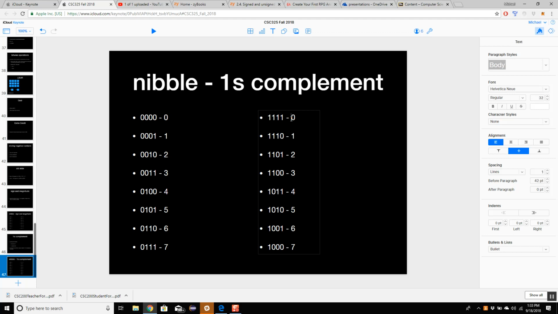All right, so again, this is our negative 0. This is our negative 1. This is our negative 2. This is our negative 3. Negative 4. Negative 5. Negative 6. Negative 7. All right, so this is our ones complement. So we've just flipped all the bits.